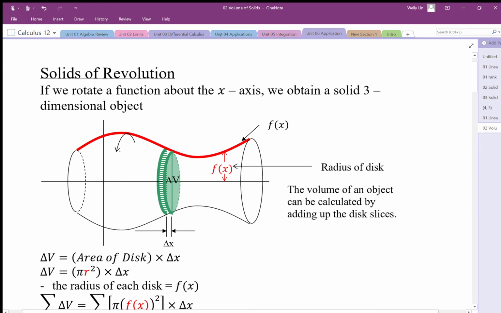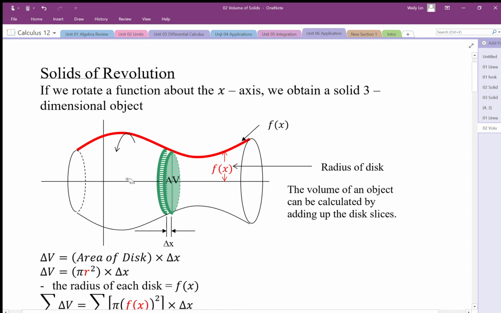If I take each slice, every slice is going to be a circle. Slicing through like that, the cross-sectional area is going to be a circle. So I can calculate volume using the principle that volume is area times thickness. If I can find the area of each of these circles and multiply by its thickness, I can find the volume of this slice. I can find the volume of another slice over here.